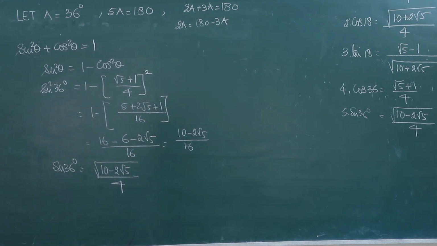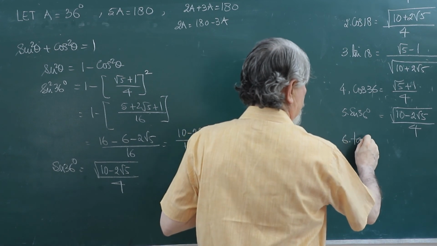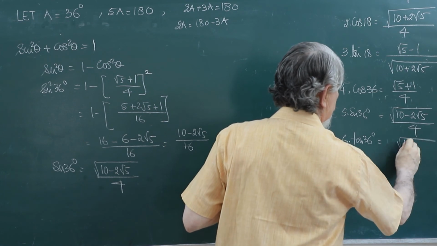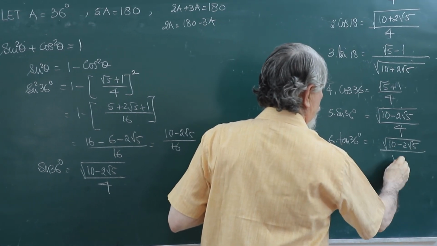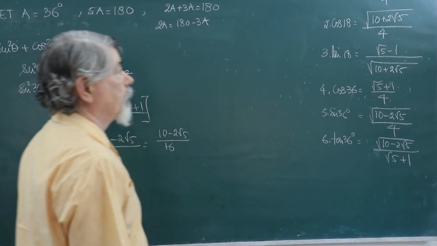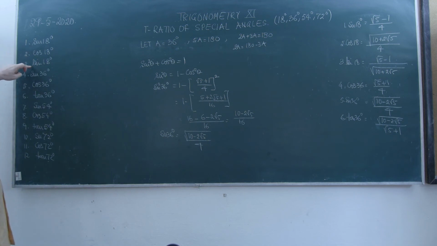Now let us calculate the value of tan 36. Tan 36 will be sine 36 upon cos 36. That is under root 10 minus 2 root 5 upon root 5 plus 1. So it will become tan 36, sine upon cos. Now we have calculated sine, cos and tan of 18 and 36.